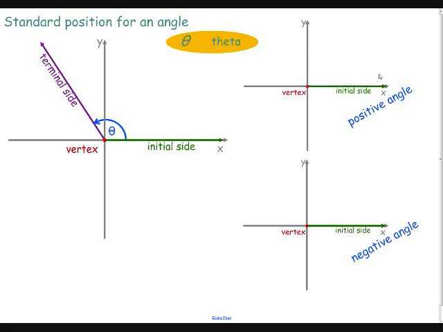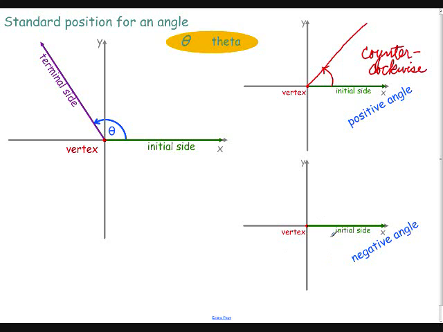I was trying to rotate this like I did before. I'm going to do this actually with my pen this time. We have our initial side right here. If I want to describe a positive angle, I'm going to move counterclockwise, exactly the opposite of the way a clock moves its hands. That will be a positive angle.